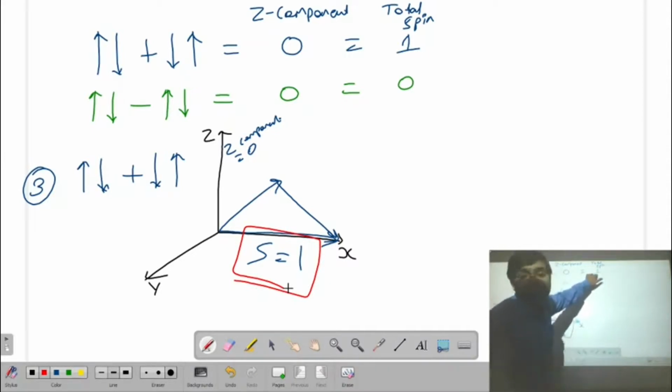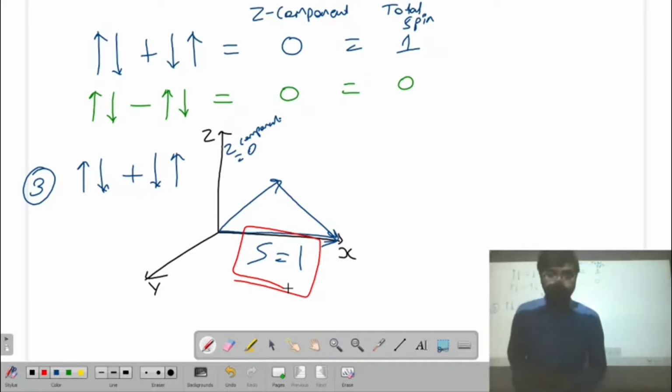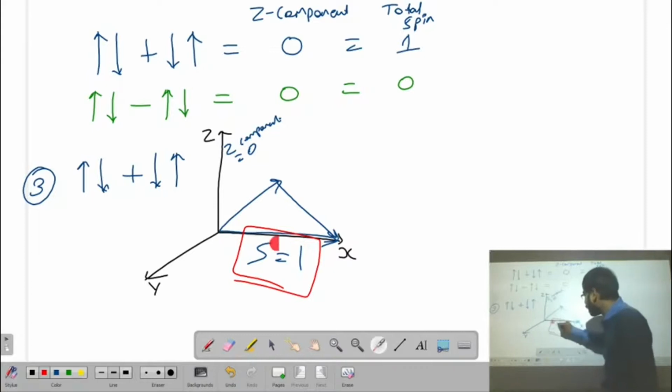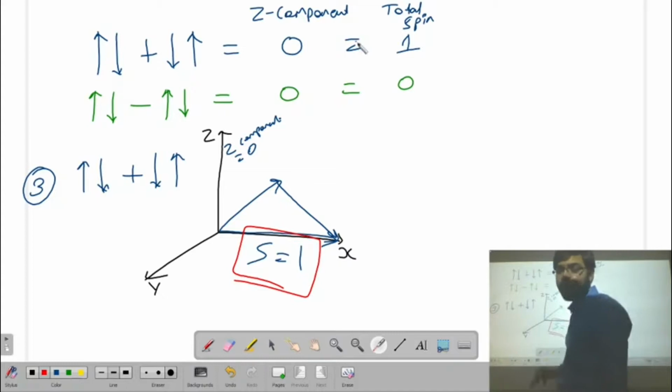But let us take the fourth case. So I think this state is clear now, right? Because the resultant vector of the addition of two spins of an electron is in the non-z direction, we are getting z component 0. Total spin we are getting 1 because it is having a resultant vector in a particular direction, let us say x direction. That is why we are getting S is equal to 1.